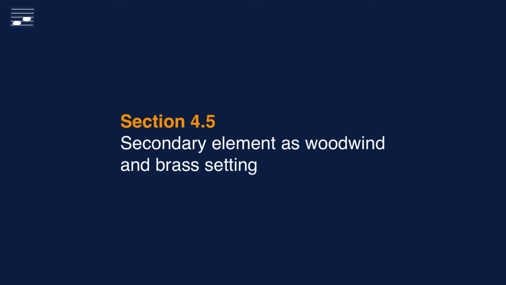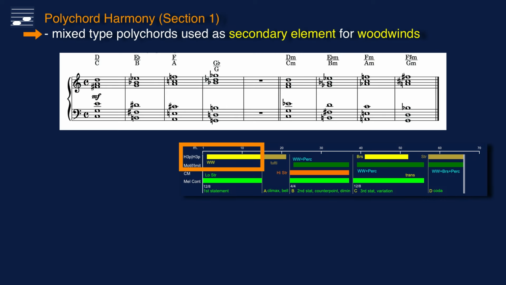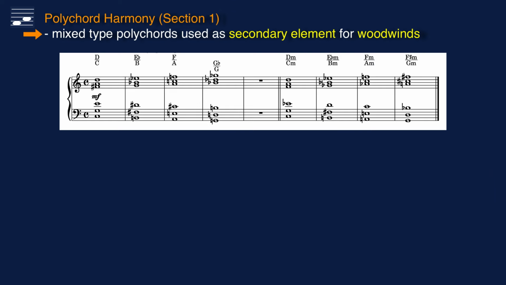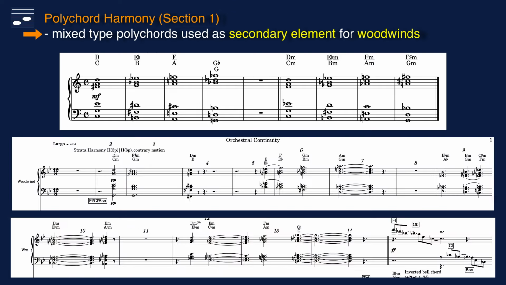The opening section uses polychord harmony as a secondary element. I picked different structures from the major or minor triad set that best fit the main melody in the low strings. It is set for woodwinds section. I maintained the opening contrary motion between outer parts.